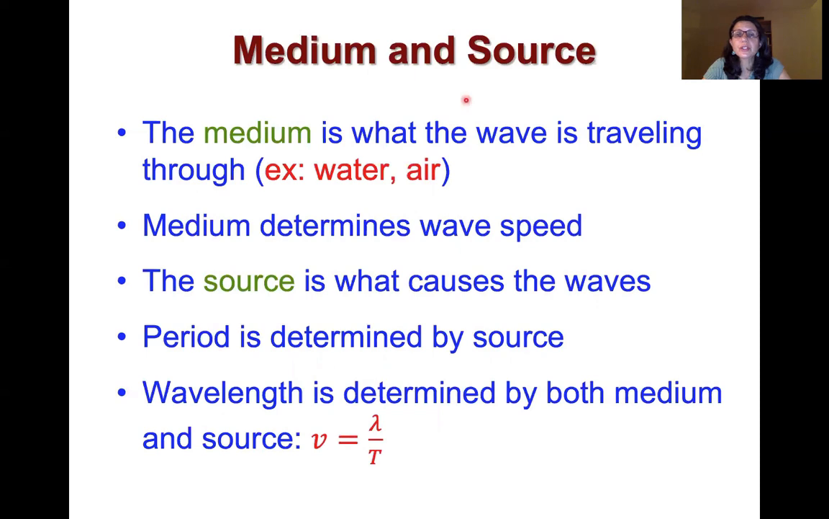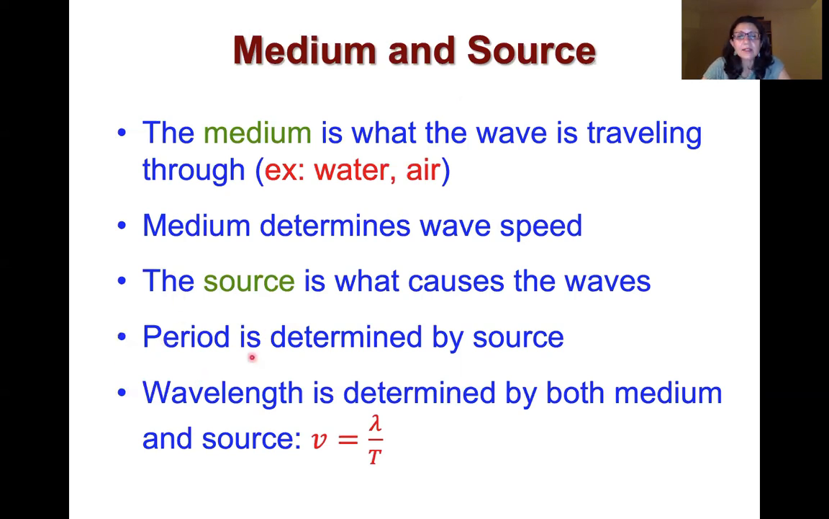Now the source is what is creating that wave. So what causes a sound wave is, for example, my voice. So my voice is the source. What causes a water wave? If we're thinking about ripples in a pond, what could be causing it? Let's say you're throwing some stones into the pond, causing that wave. Or with a slinky or rope, it's your hand that's moving up and down. So that would determine the source.